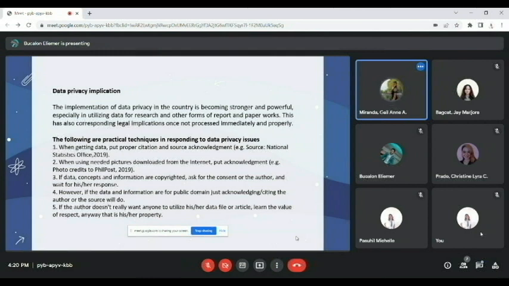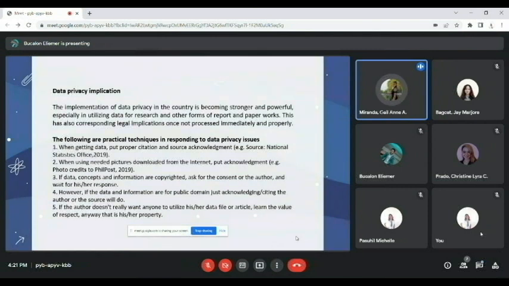And lastly, let's proceed to the practical techniques. Number one, when getting data, put proper citation and source acknowledgement. Example, source, National Statistics Office 2019. Second, when using needed pictures downloaded from the internet, put acknowledgement. For example, Photo credits to Bill Post 2019.